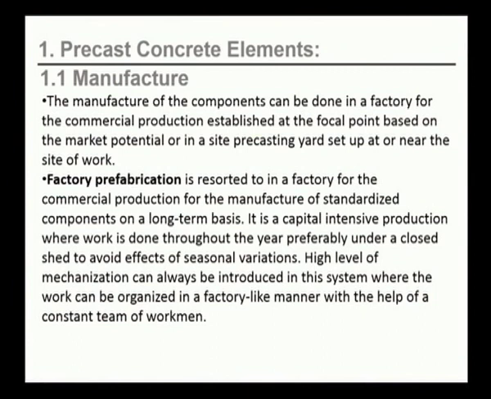How are they manufactured? The manufacture of the components can be done in a factory for the commercial production established at the focal point based on the market potential, or in a site precasting yard set up at or near the site of work. So, what are precast concrete elements? We have learnt about concrete earlier. There are two types of preparation of concrete elements. One is on-site preparation and the second is that it can be manufactured. The elements of concrete can be manufactured in a factory, in a yard, and brought to the site and fixed like building blocks on the site.